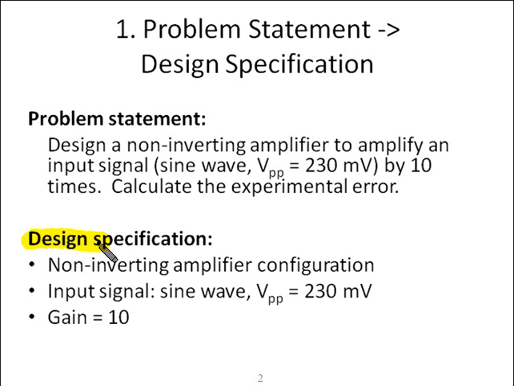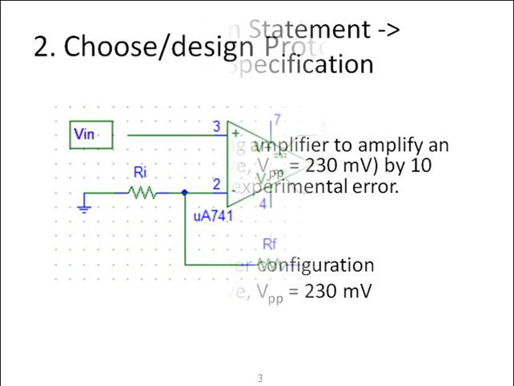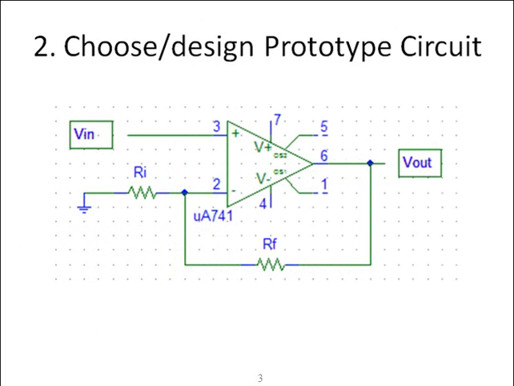In this case, the requirements are: a non-inverting amplifier configuration is desired to be used. The input signal is known, and the desired circuit gain is 10. It's obvious the prototype circuit for the non-inverting amplifier configuration should look something like this.